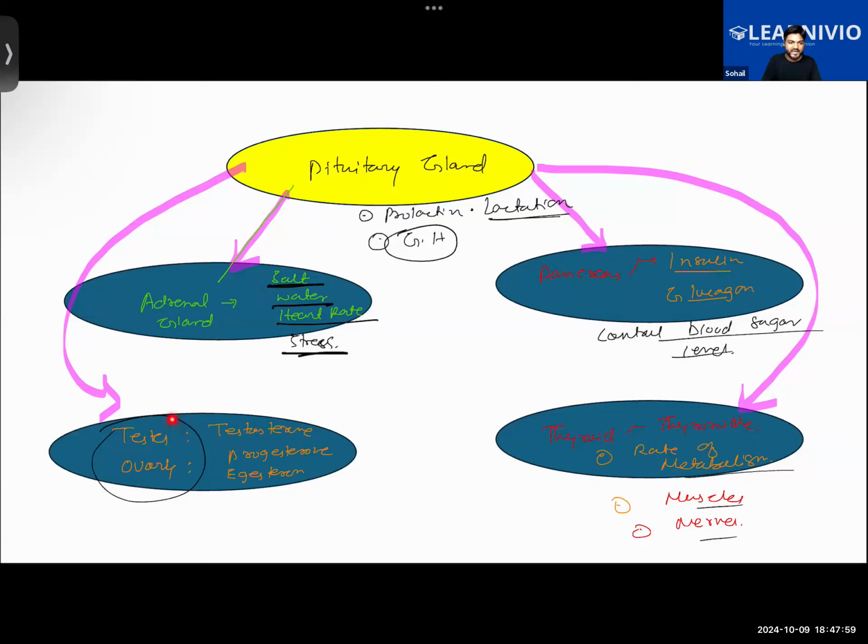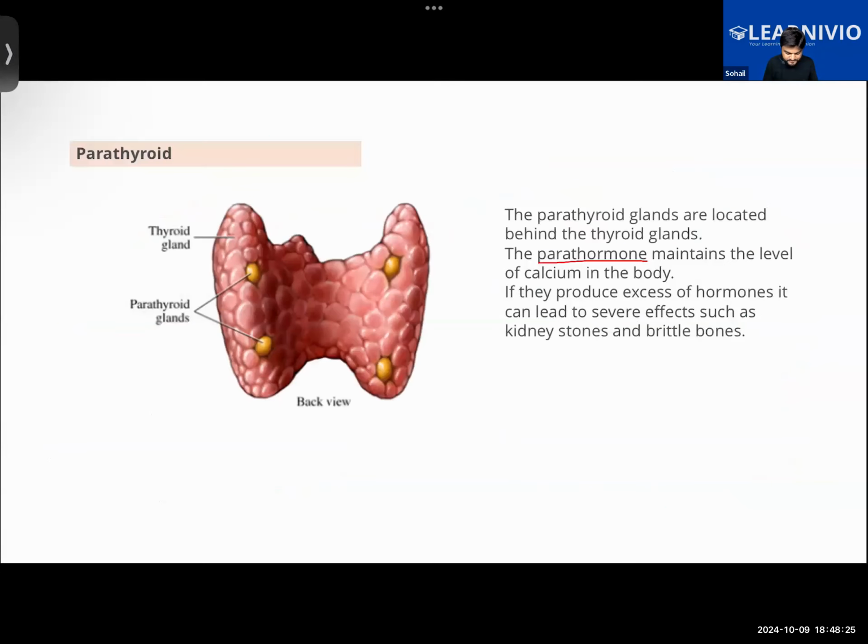of all other glands. Like how much adrenaline has to be secreted by the adrenal gland, and in which situation it will be secreted. Similarly, how much testosterone will be secreted by the testis, and when. All these things are controlled by the pituitary gland. That's why this is called the master gland. Hope that clears the doubt.